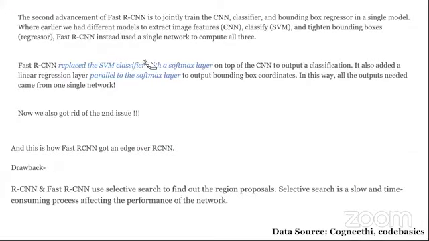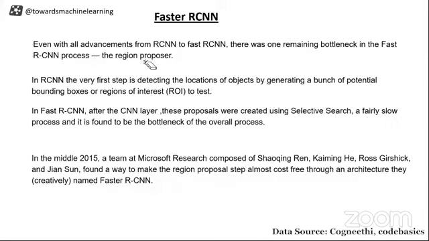Okay, there is one more issue that it solved. We had three different networks, right? We had the convolution network, the support vector machine, and the bounding box regressor, and we had to train them separately. But in this architecture, what they proposed is that you don't have to do it separately. You can train them in parallel. All three can be trained in parallel, and you will save time there also. Okay, now came your Faster RCNN.